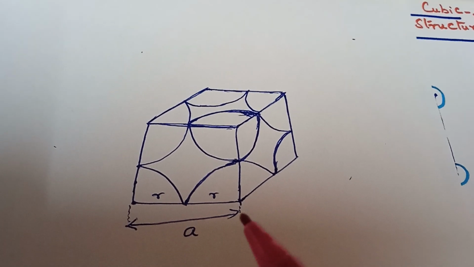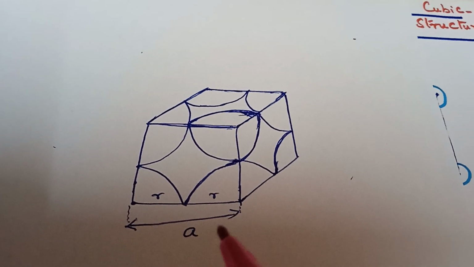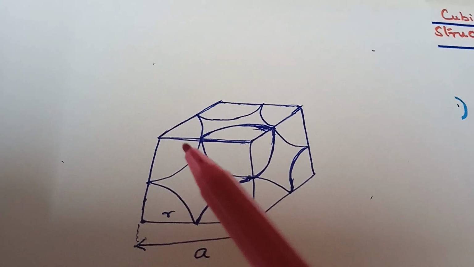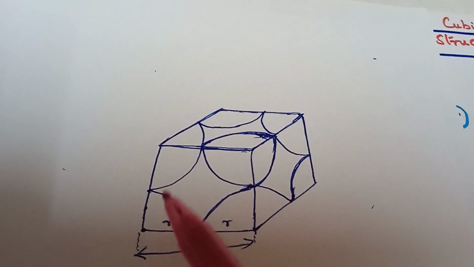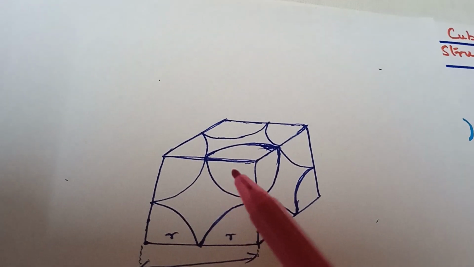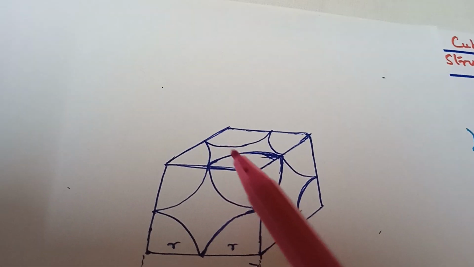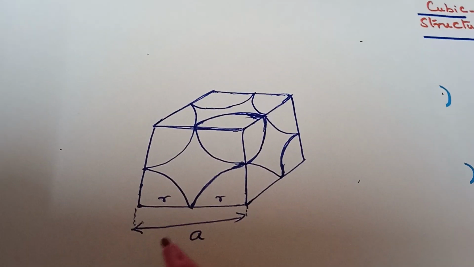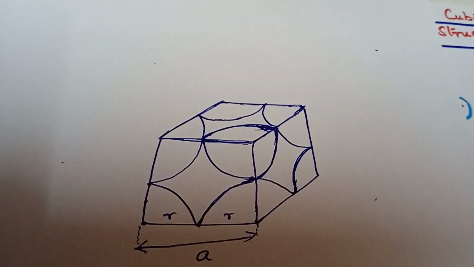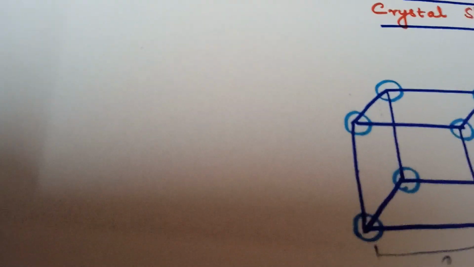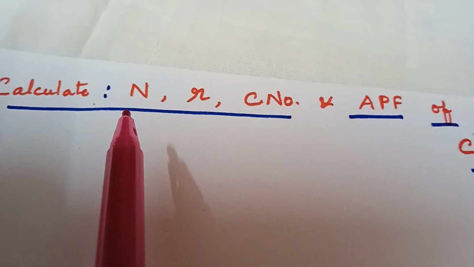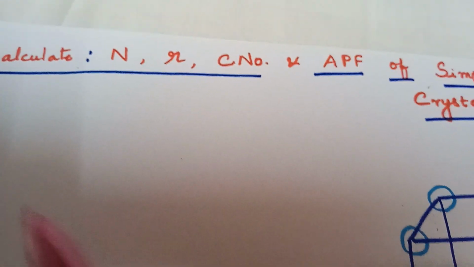Let A be the side of the simple cubic unit cell. Here the corner atoms are touching each other, whereas diagonally they are not connected. A is the side of the simple cubic unit cell. Now we are going to calculate how many atoms are present in the unit cell.